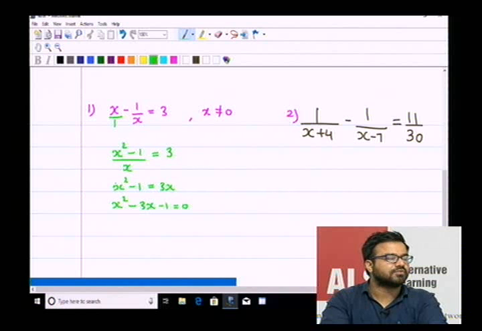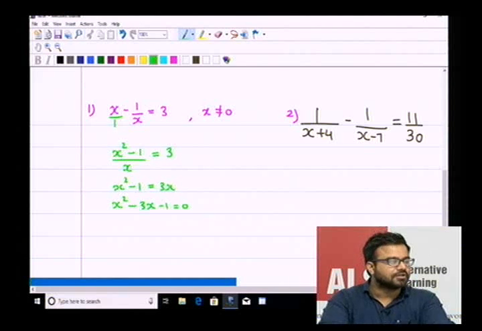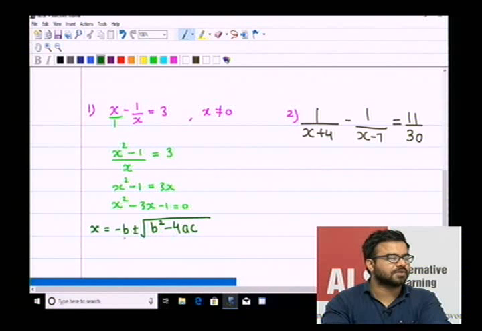Now we know that this one can't be solved by middle term splitting because we don't have any numbers whose product is -1 and sum is -3. So what we have to do, you can use the quadratic formula over here. And let me remind you, the quadratic formula is x is equal to minus b plus minus square root of b square minus 4ac over 2a.